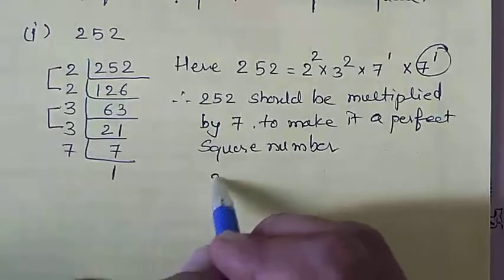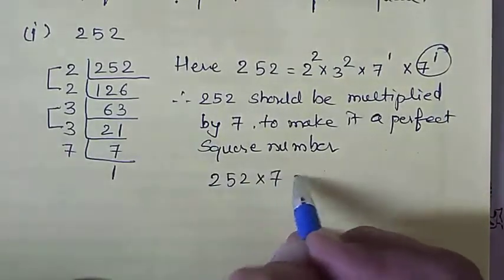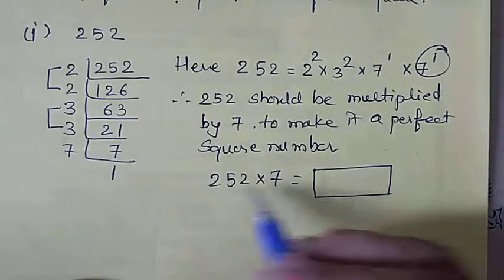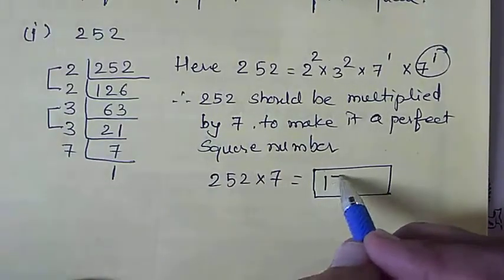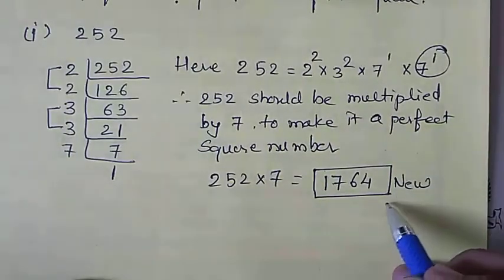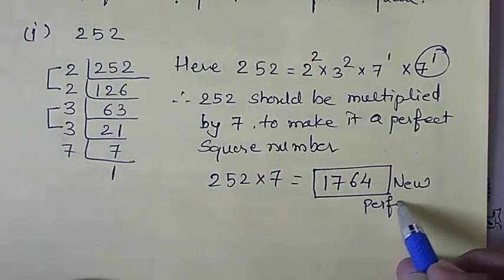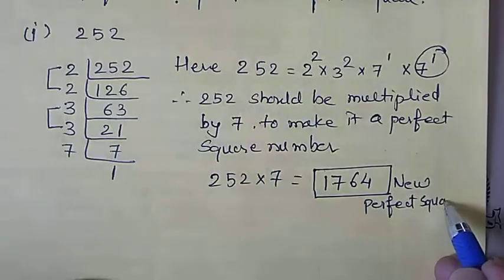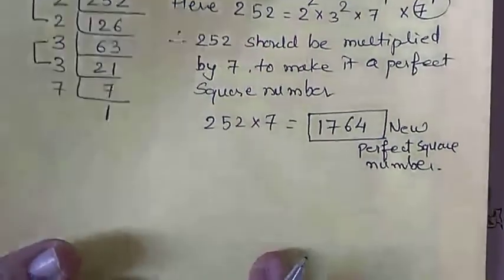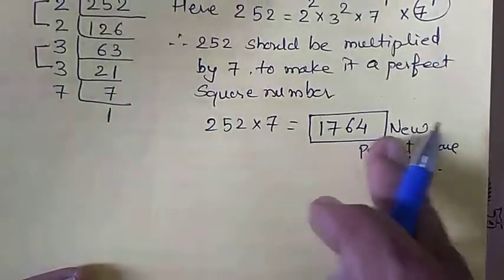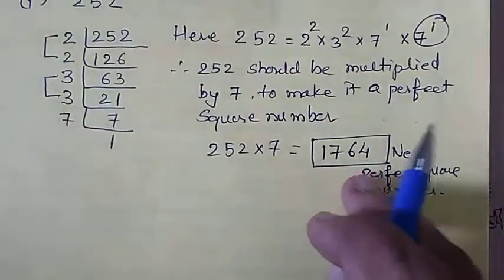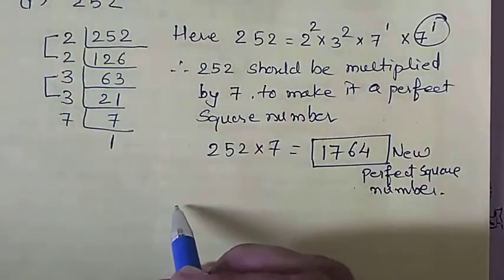So let us multiply 252 by 7. Then what number am I getting? If I multiply 252 by 7, I am getting 1764. This is the new perfect square number. Clear? Now this is a perfect square number and they are asking us to also find the square root of this new number.